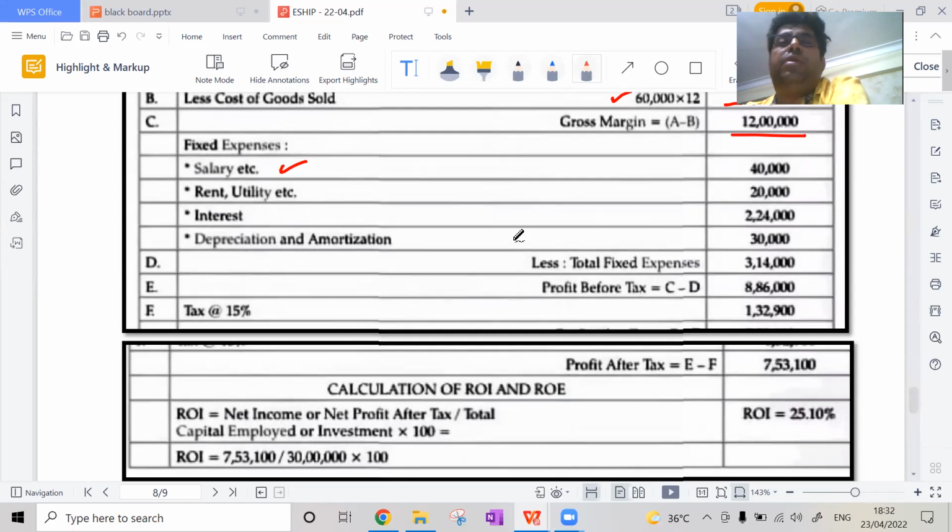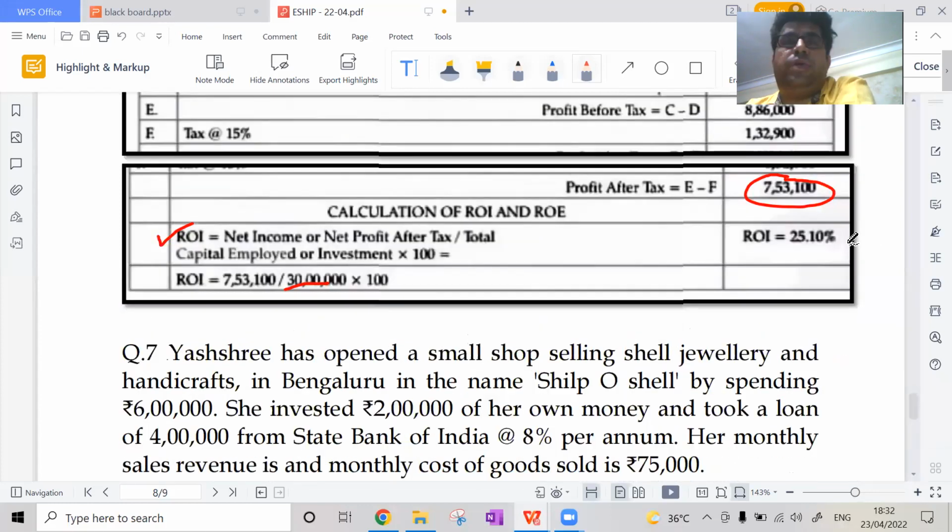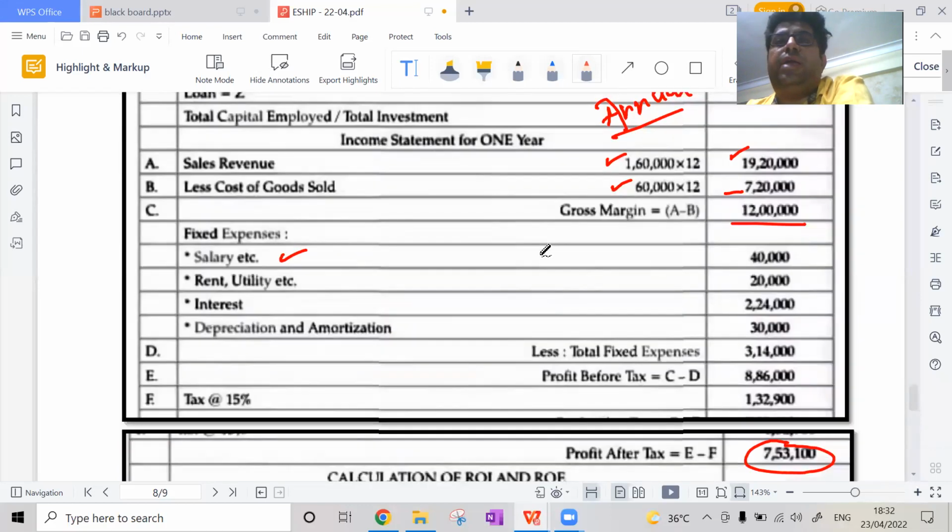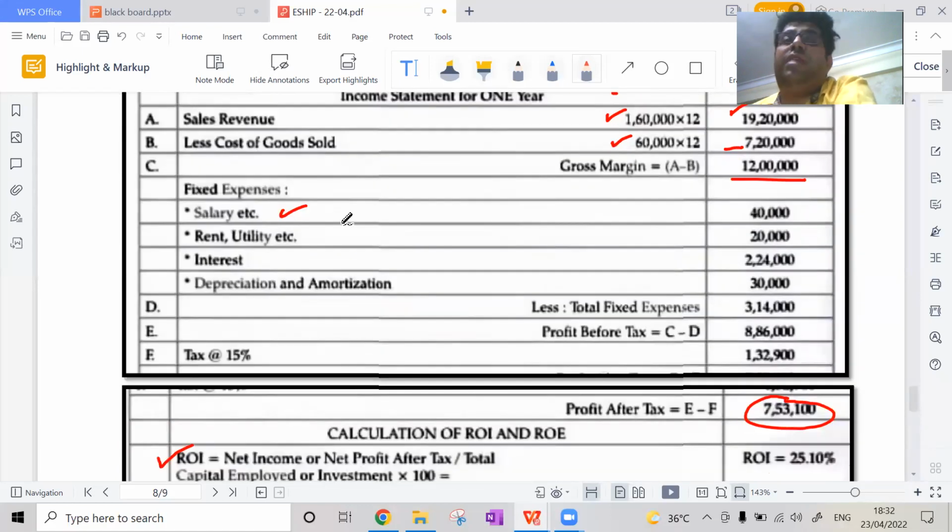Okay. After that, the overall reduction is profit after tax, which will be 7,53,100. Divide it by, if I'm going for ROI, it will be divided by 30 lakh. Why? Because overall capital was 30 lakh, and ultimately overall here the answer will be 25.0. Okay, just a second. Maybe in this solution it is to be corrected. Fixed expenses are taken monthly. Okay, one correction in this solution.